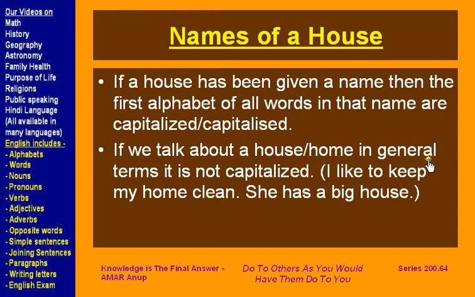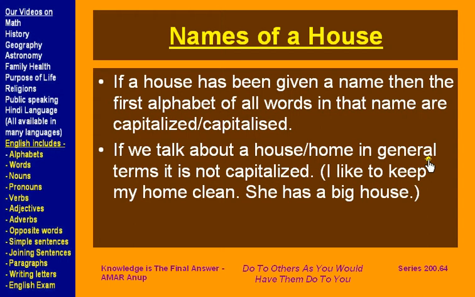The first is the name of the house. We will go out of the house and look at each spot to see what is capitalized or not. So the first thing is, if the house has a name, then that name is capitalized. The first alphabet of that name is capitalized. If the name of the house has more than one word, then the first alphabet of all the words in the house's name are capitalized, and I will show you an example in a moment.